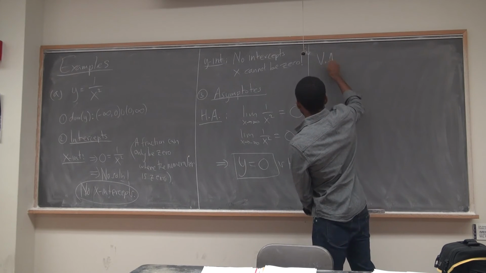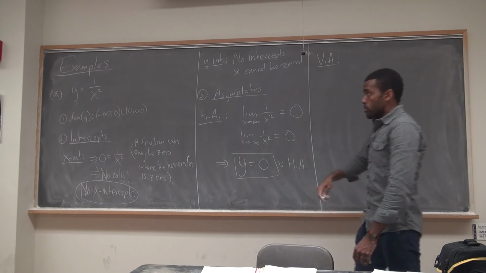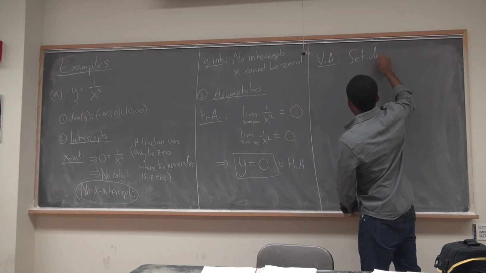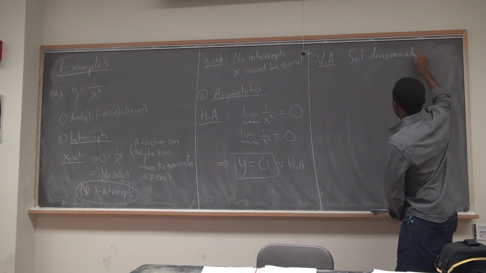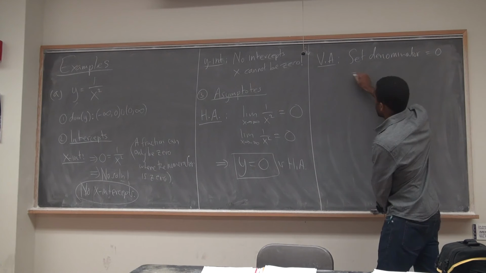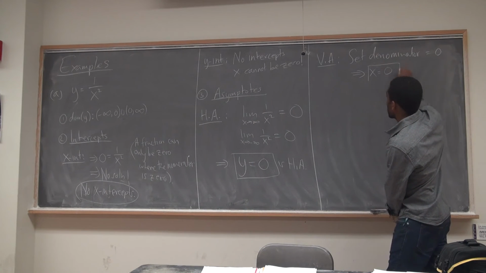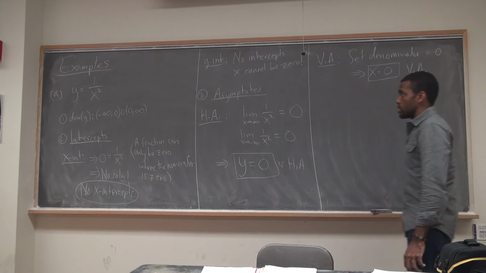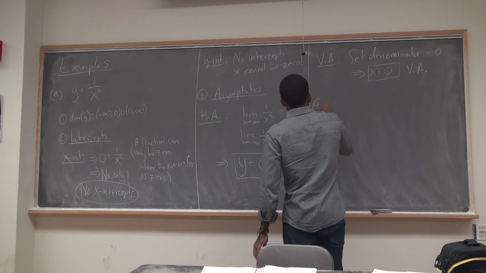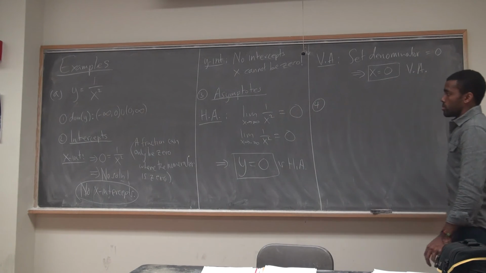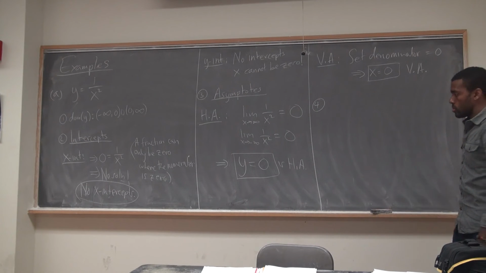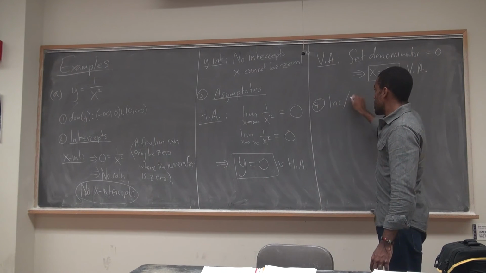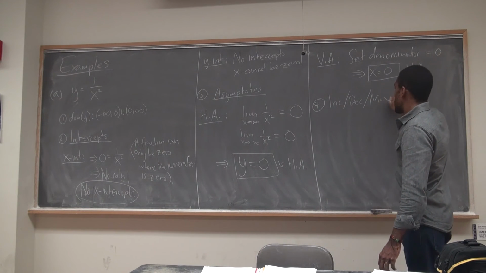Let's talk about vertical asymptotes. Again, for rational functions, vertical asymptotes will occur when the denominator is 0. This x equals 0 is a vertical asymptote. So we have both a horizontal and a vertical asymptote. What's the fourth step? Find the intervals. Here I want to know where I'm increasing, decreasing, if I have maximums or minimums.